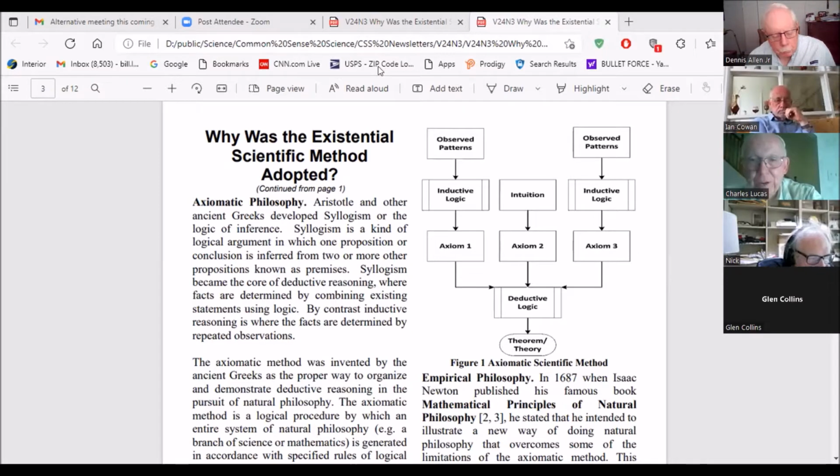And on the screen here in figure 1, it has the axiomatic scientific method. This is of the ancient Greeks. And so you use inductive logic and deductive logic, and you end up with a theorem or a theory. And so that's how they were doing it.